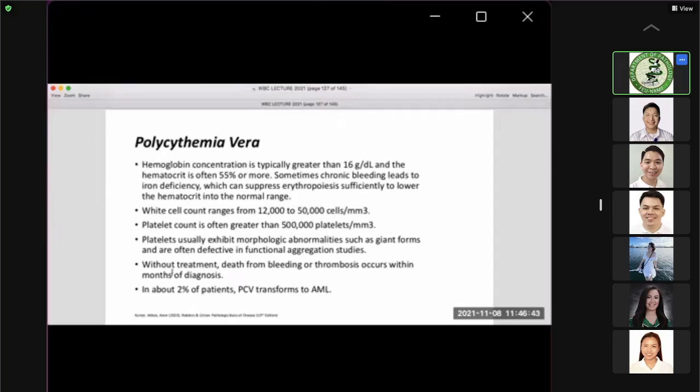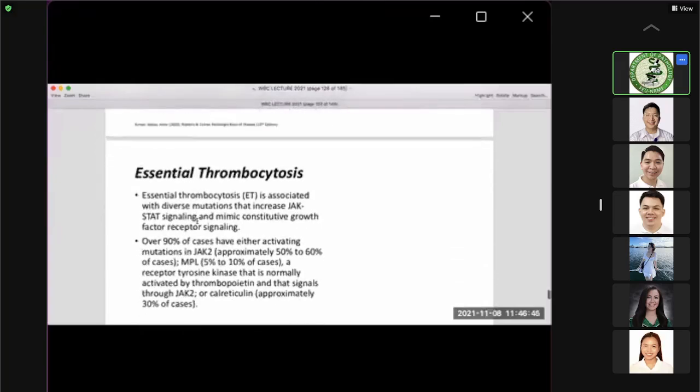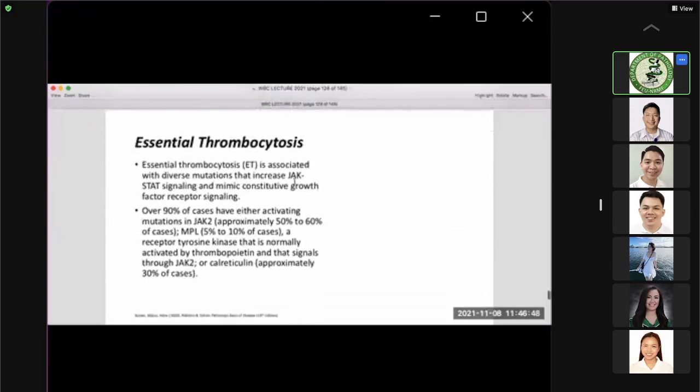Those are its characteristics. Okay. Essential thrombocytosis is associated with diverse mutations. Over 90% of cases have activating mutations in these genes.